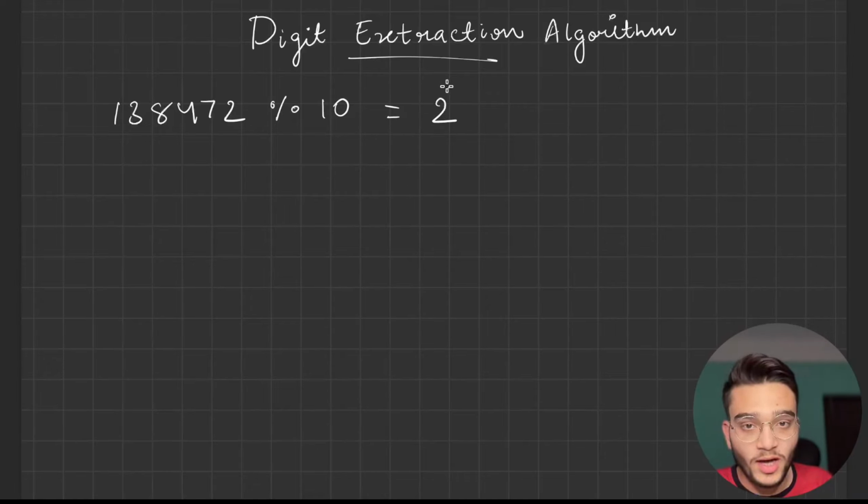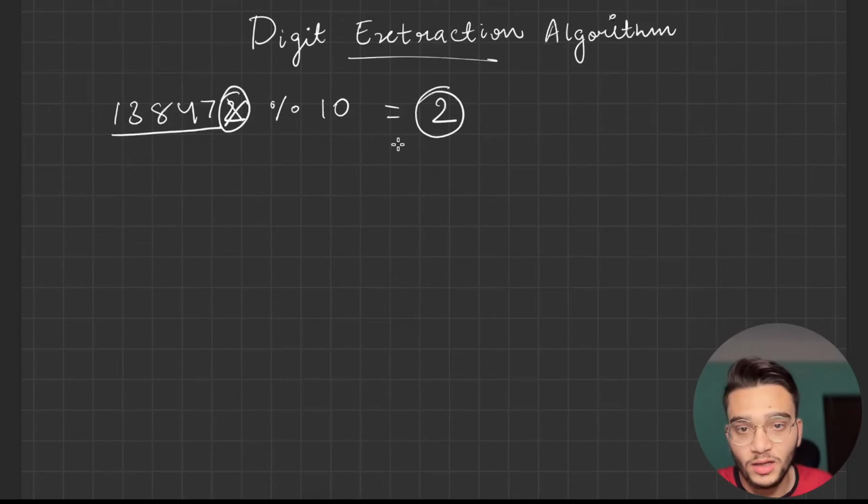Now once you have this units digit, you can just print this as you get it, and now you have this number. So somehow you need to discard this number and make your number like this, and then again do a modulo 10 to get this 7 here. Now let's see how we can do that.